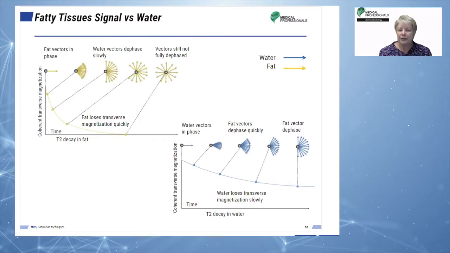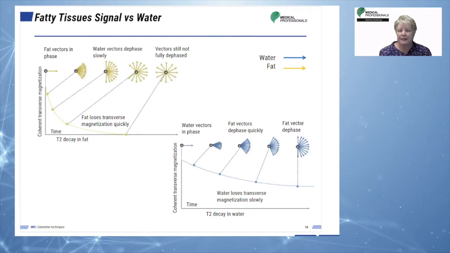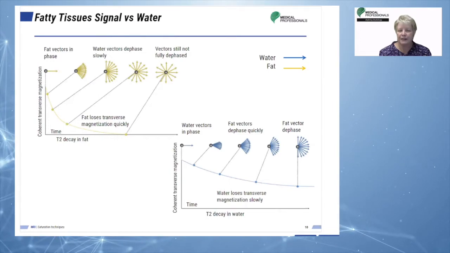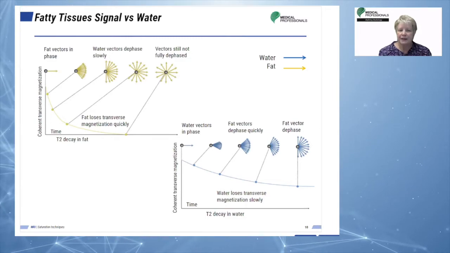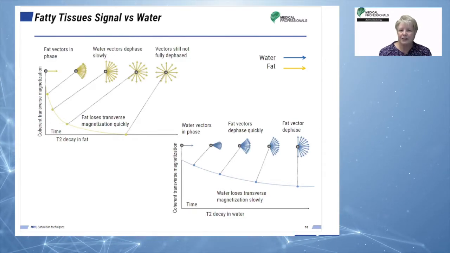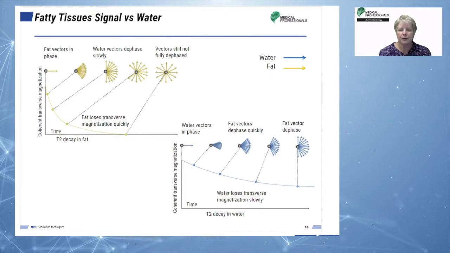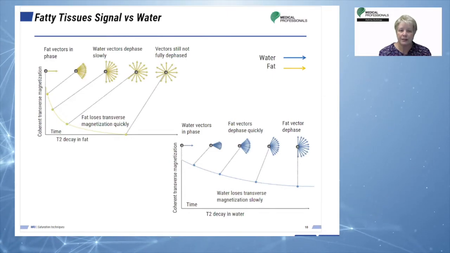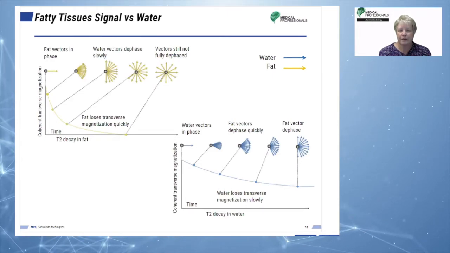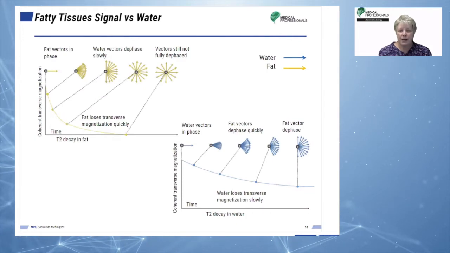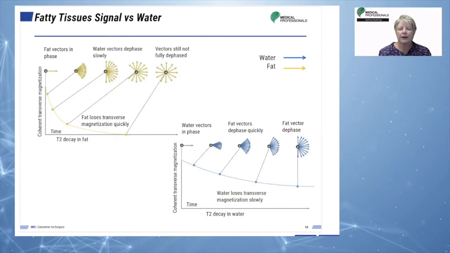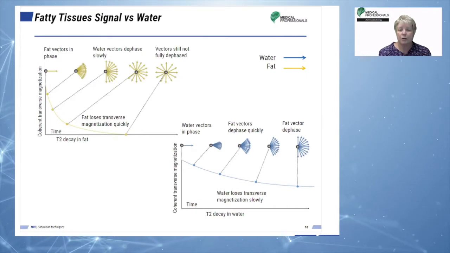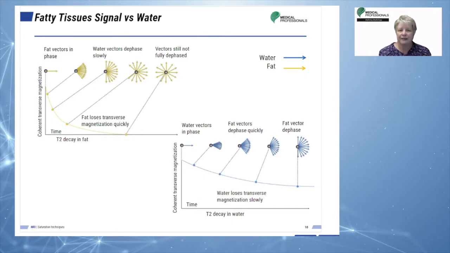Again, fat signal can be annoying in some T2 weighted sequences, creating difficulty in differentiating fat from other tissues. Here we see that fat will lose its magnetization more quickly during T2 decay, while water dephases more slowly. Both, as we know, are time-based. The greater the TE and TR time, the more time the fat has to dephase.